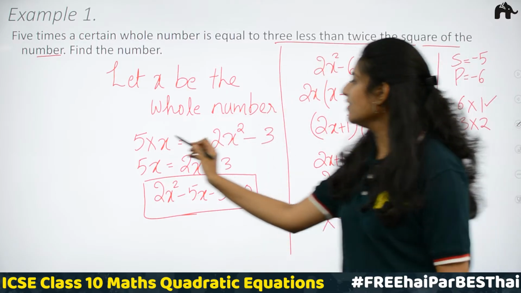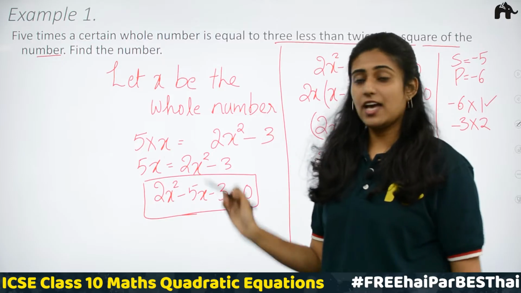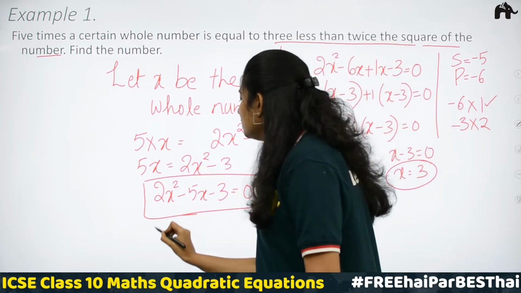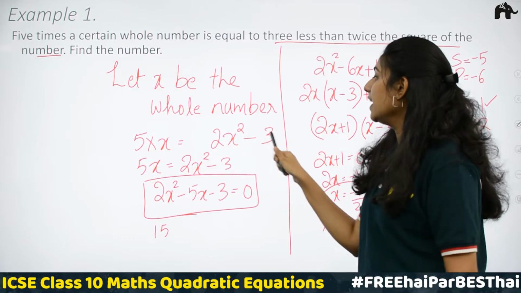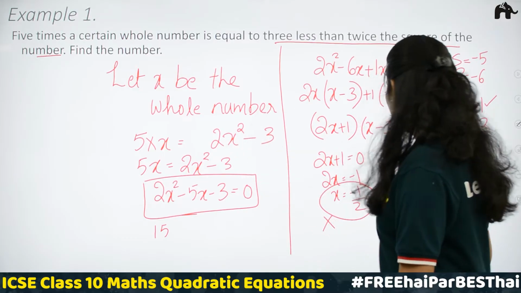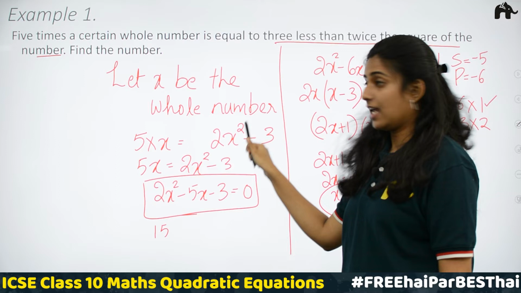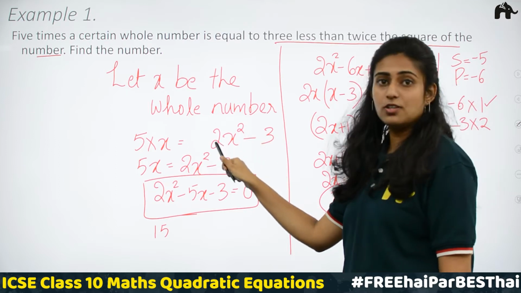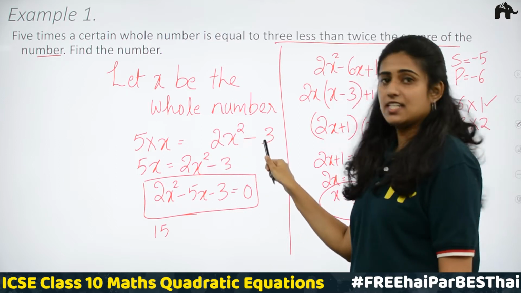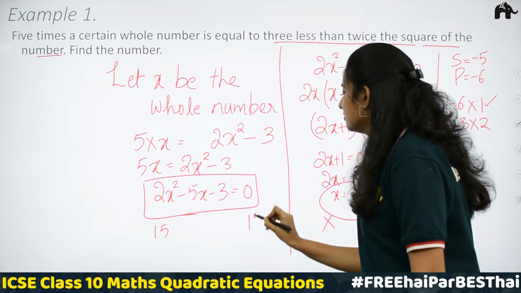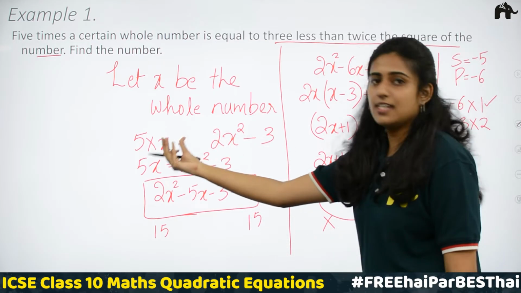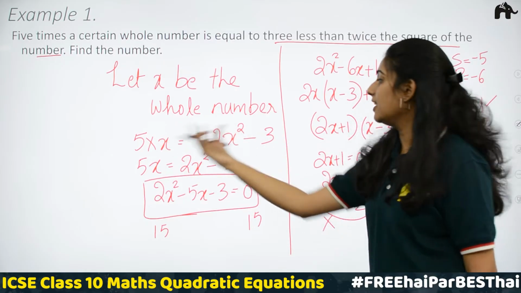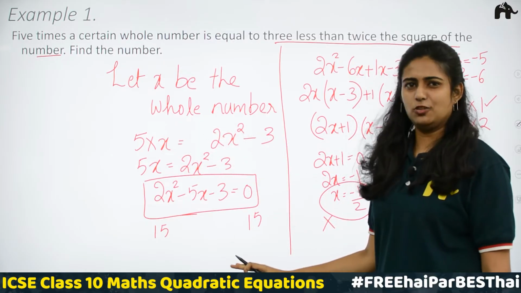We want to check this. Let's check. Here we have 5 into x. 5 into x means 5 into 3. 5 into 3 is 15. Okay. Now, 2x square minus 3. x is equal to 3. 3 square 9. 9 into 2 is 18. 18 minus 3 is again 15. Okay. Just after getting the value of x, you can just check with the conditions if they are equal. Just for a confirmation, you can do this.